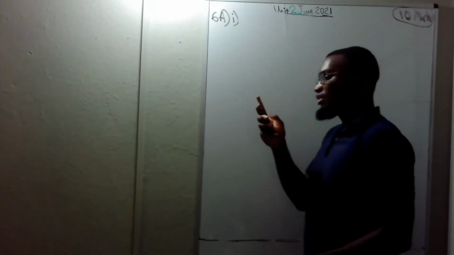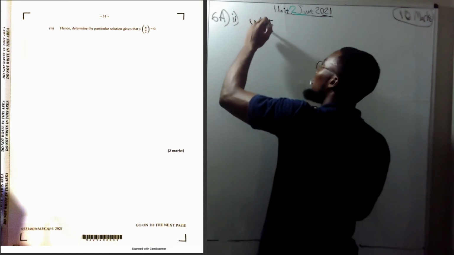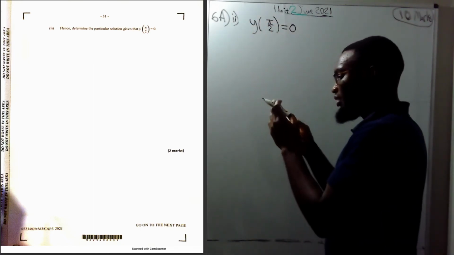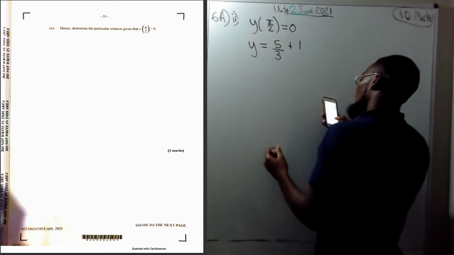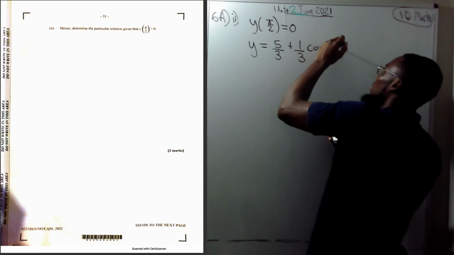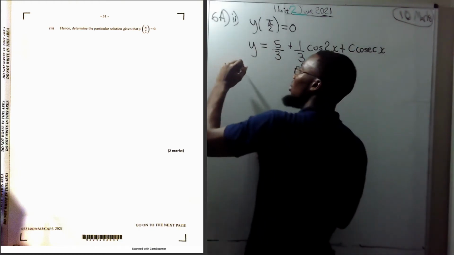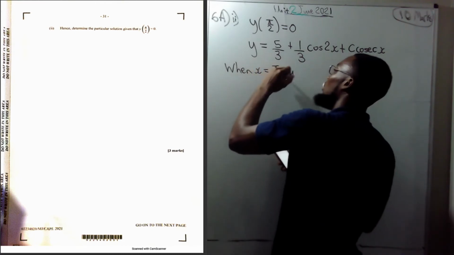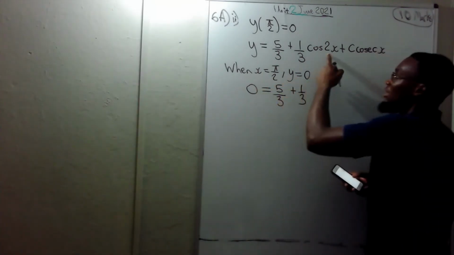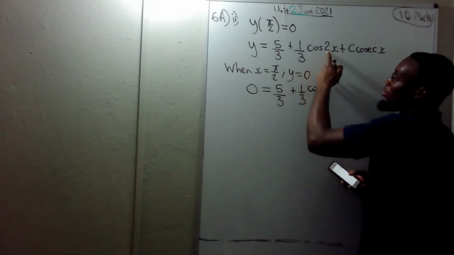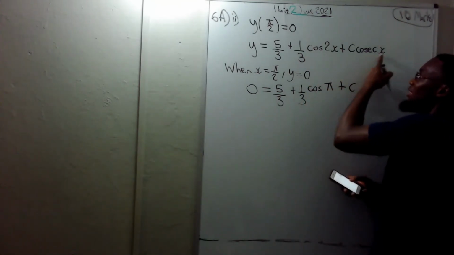The next part tells us to determine the particular solution when y, so this is part 2, they tell us that y of pi by 2 equals 0. So what that means is, remember our equation is y is equal to 5 over 3 plus 1 over 3 cos 2x plus c cosec x. And they're telling us when x equals pi by 2, y is 0. So 0 is equal to 5 over 3 plus 1 over 3 times the cos of 2 times pi by 2. 2 times pi by 2 is pi. So that becomes the cos of pi plus c times cosec x.